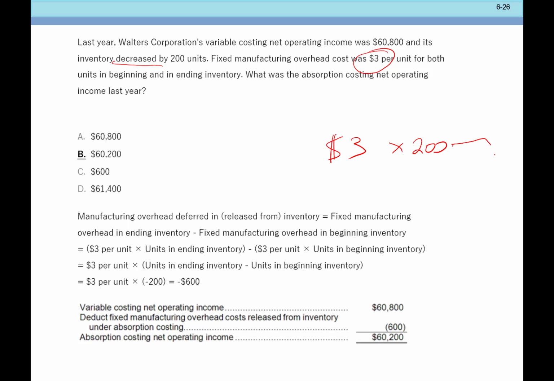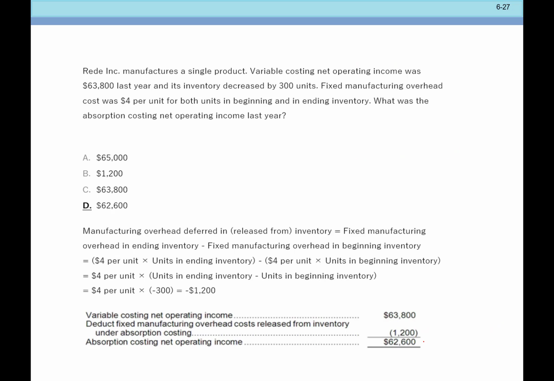And so since our inventory levels decreased, we have released those fixed manufacturing overhead costs from our balance sheet into our cost of goods sold, and so absorption will have $600 less operating income than variable, right? Inventory levels went down. Okay, good. Let's look at one more here.